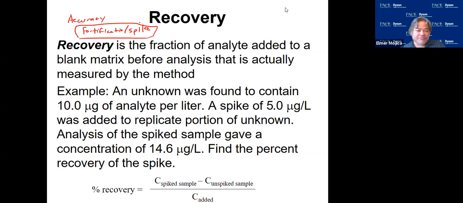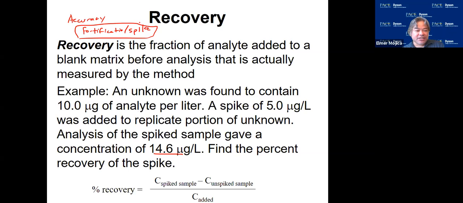The example that we have here is this one. You have an unknown and you found it to contain 10 micrograms of the analyte per liter. A spike of 5 micrograms per liter was added to a replicate portion of the unknown. Analysis of the spiked sample gave a concentration of 14.6. Find the percent recovery of the sample.